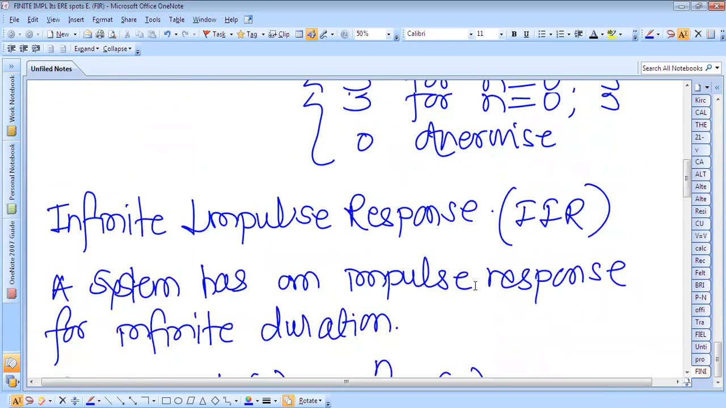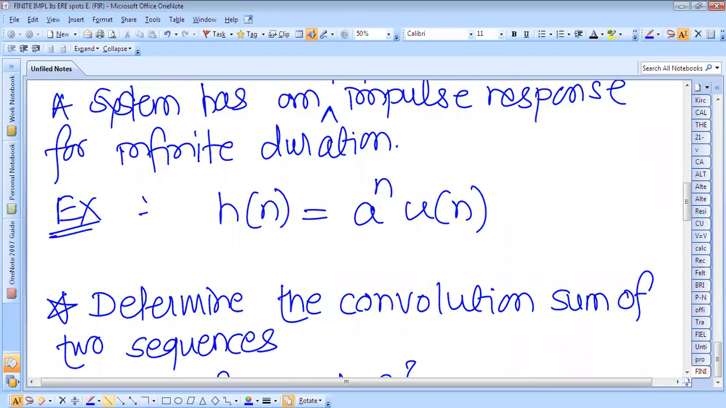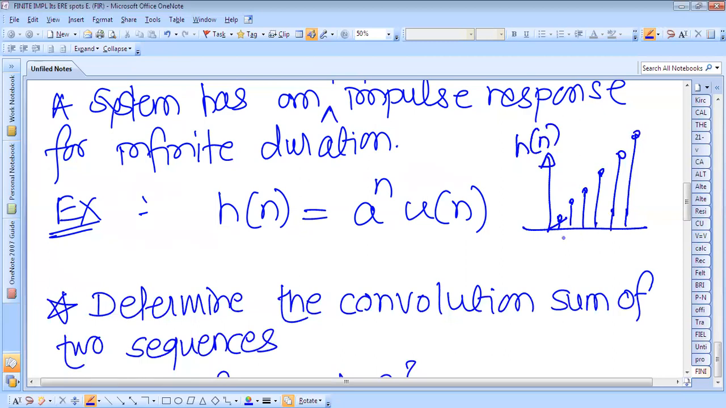Now the second is the infinite impulse response. Infinite means the response is infinite. If the system has an impulse response of infinite duration, that system is called an infinite impulse response system, and it is shown like this. So this is h of n, and the response is increasing exponentially. So this is an example of the infinite impulse response.